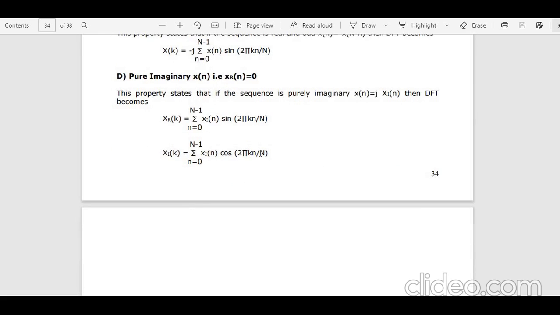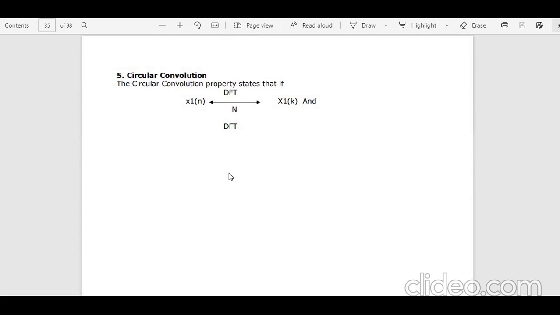The fourth condition is pure imaginary x of n. That is, if the real part is 0, then it is completely imaginary. So the real part of k is sin theta, and we write the imaginary part of k as cos theta, the reverse of it. Next we talk about circular convolution.